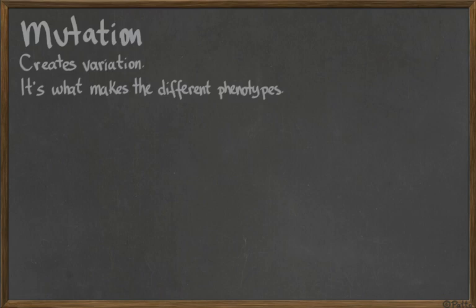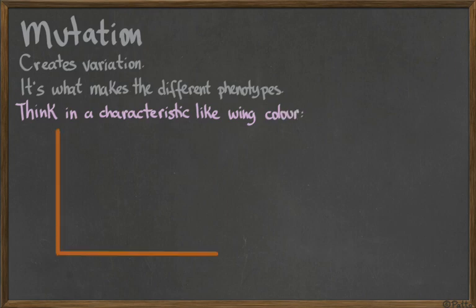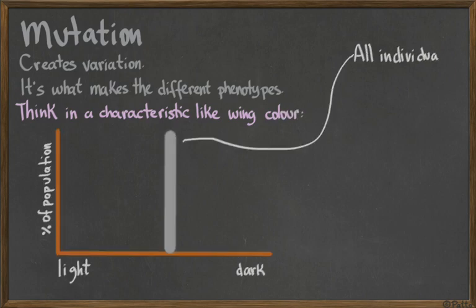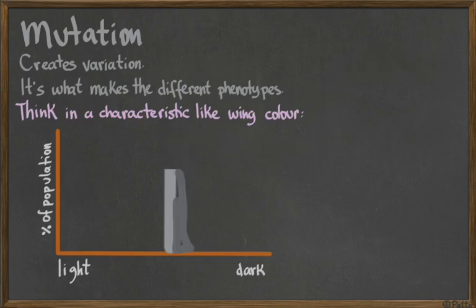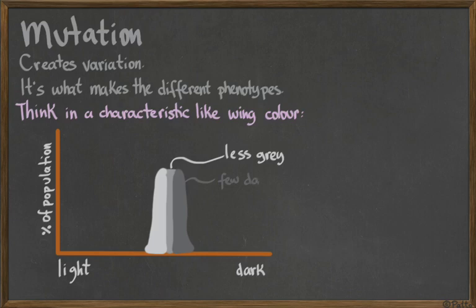It's the event that's going to cause a change in the phenotype, for you to have one look different from the other. So when we think of a characteristic like wing color, they can be lighter or darker. If we take a hypothetical situation where all individuals have a gray wing, suddenly you may have mutations that make them a little bit darker or a little bit lighter. So anything can happen. Mutations in the color of the wings can go one way or the other.